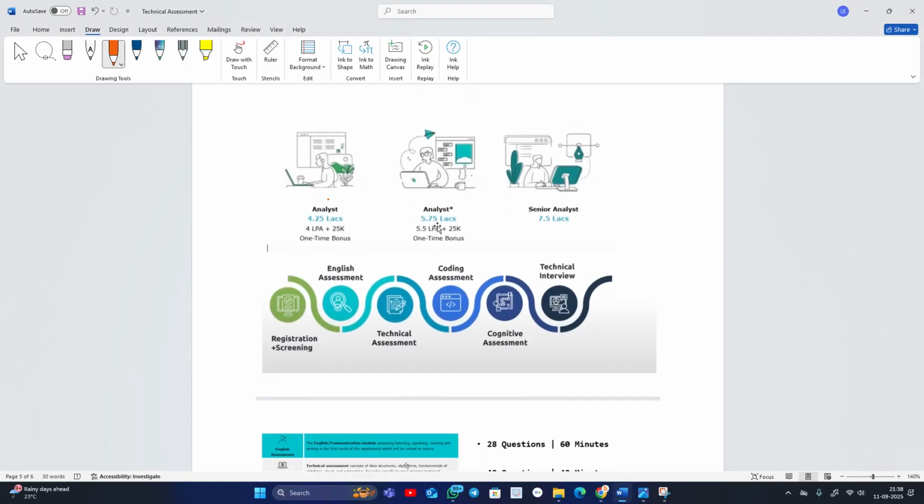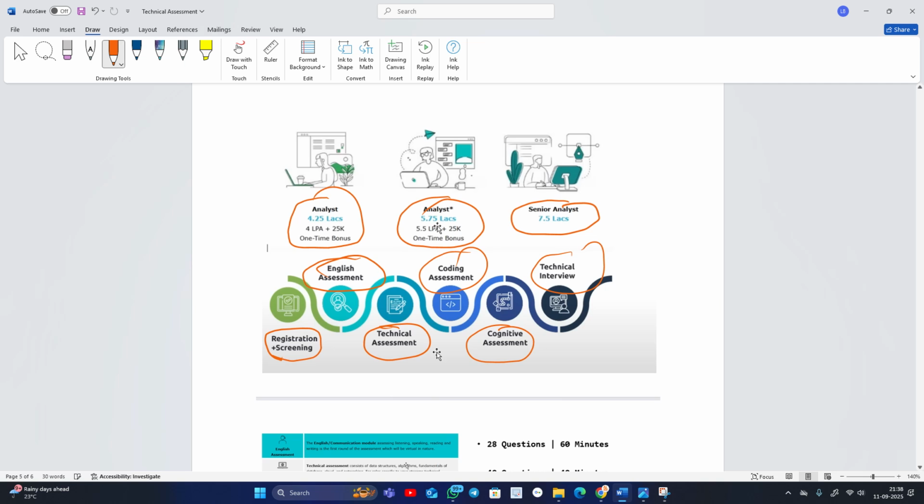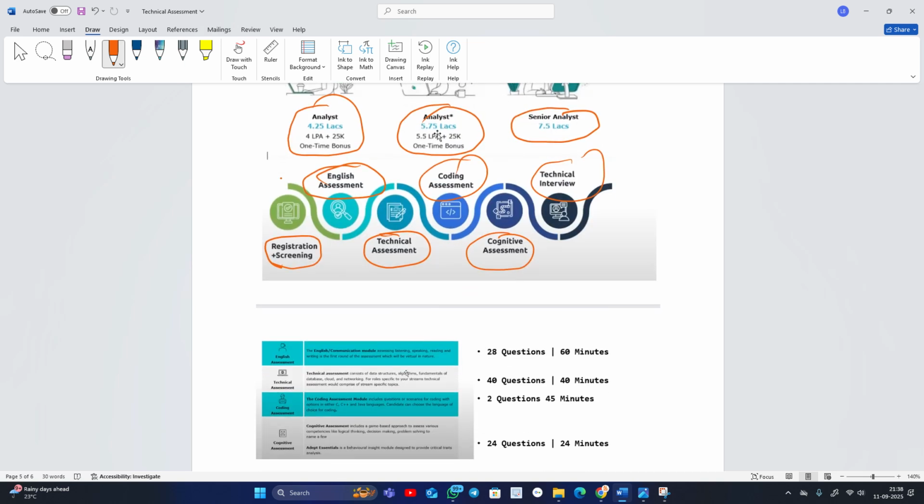As we know, the packages are: Analyst 4.25 LPA, Analyst Star 5.75 LPA, and Senior Analyst 7.5 lakh. Registration and screening will be there, then the English assessment, technical assessment, coding assessment, cognitive assessment, and technical interview. So first we clear the communication assessment, then next come the technical, coding, cognitive and technical interview rounds.